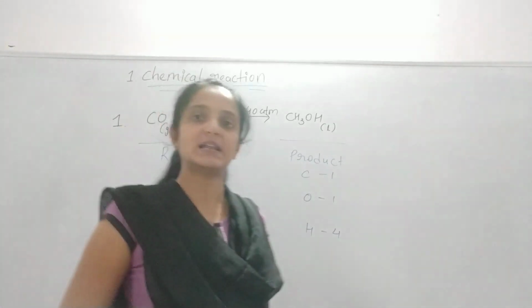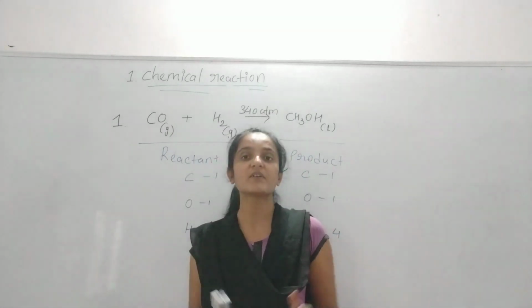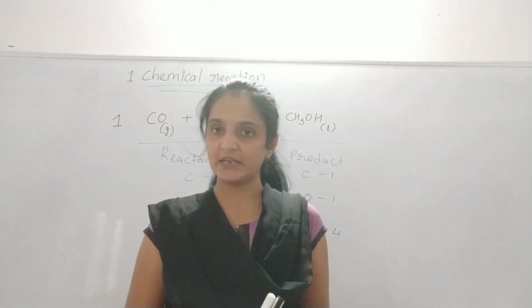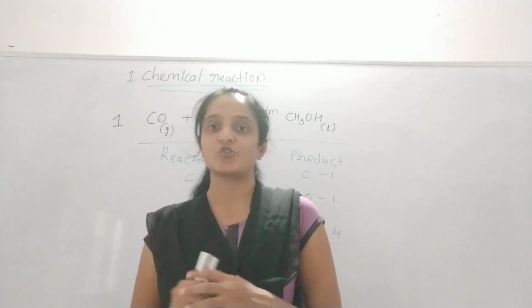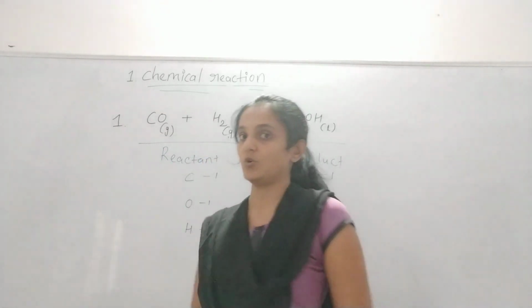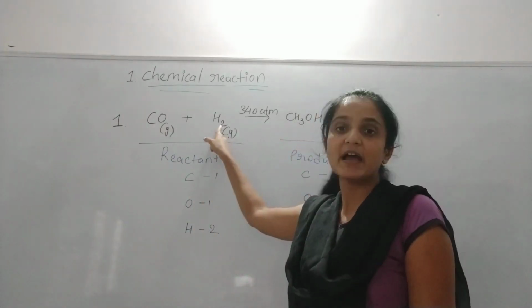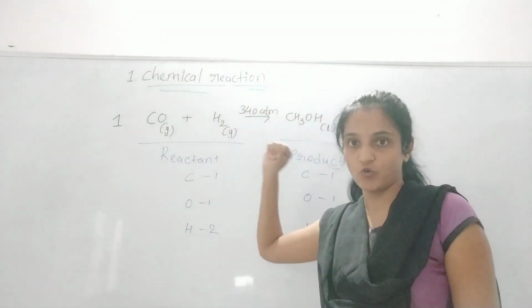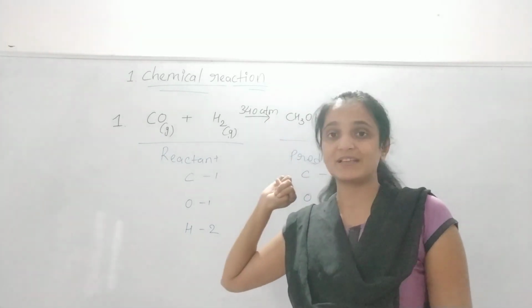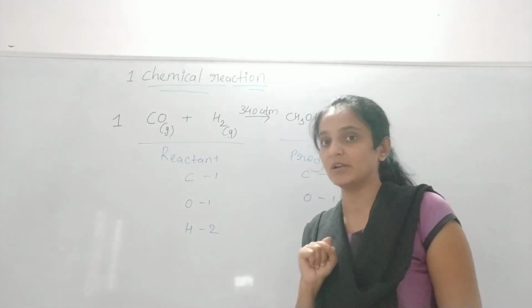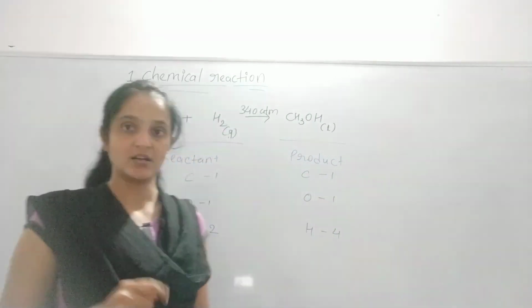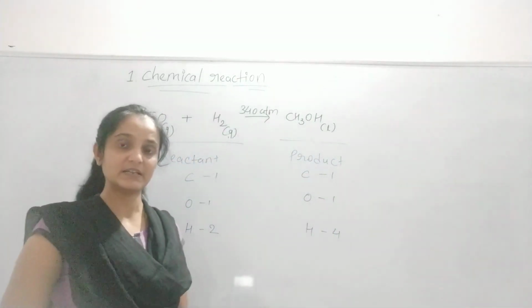But why do we need to balance it? Because the law of conservation of matter says that atoms can neither be created nor destroyed. So as per that law, in the reactant the hydrogen atoms are only 2, while in the product it is 4. It means 2 hydrogen atoms have been created, which is not possible. So to fulfill the law of conservation of matter, we need to balance this reaction.